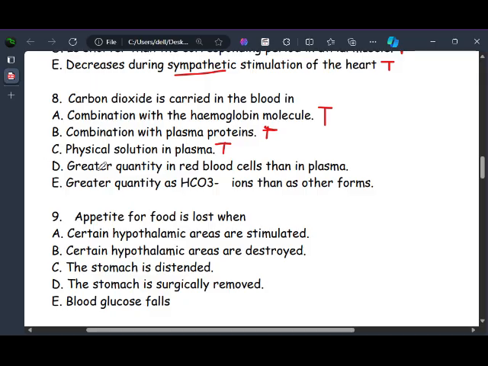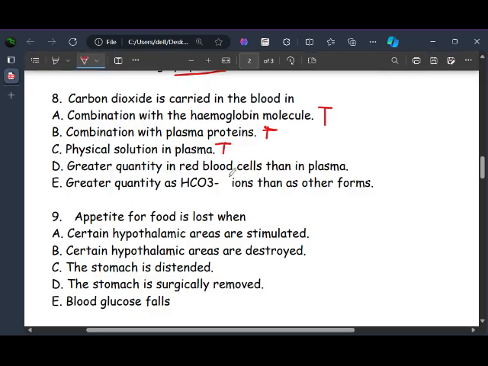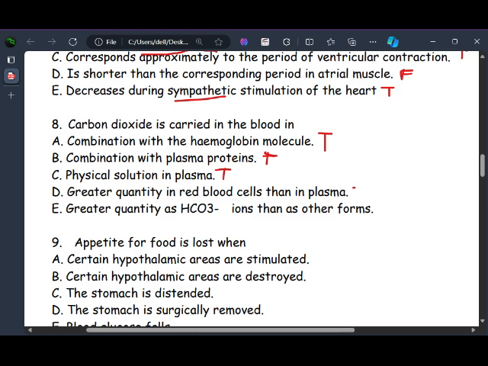Then D, it's in greater quantity in red blood cells than in plasma. Okay, this one is false. Why? It's because the greater quantity is actually in bicarbonate form, and bicarbonate is in the plasma, and in the red blood cells you have the hemoglobin molecule. So it is greater in quantity in the plasma than in the red blood cells because it is greater in the HCO3 or bicarbonate ion rather than in the hemoglobin molecule.